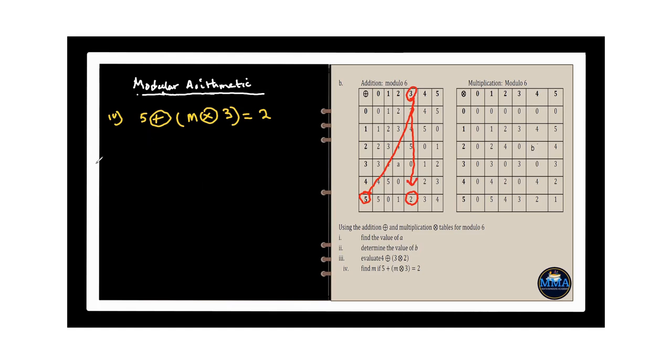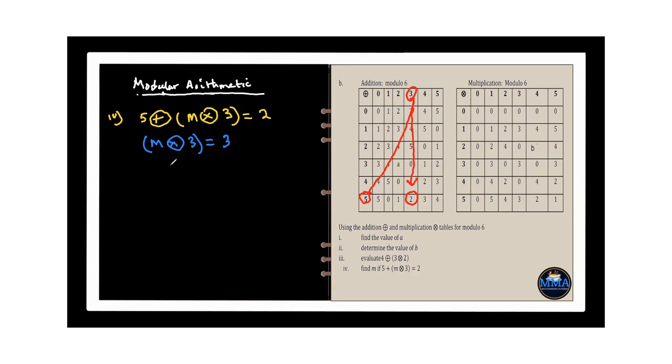So we say here that it means that M times 3, if we look at it, 5 plus 3 gives us 2. So the whole of this represents 3.